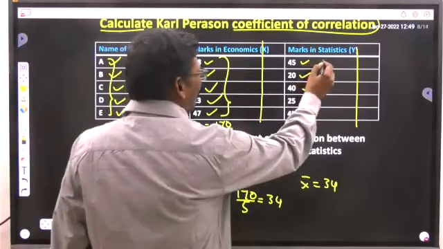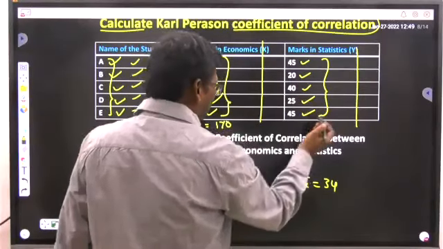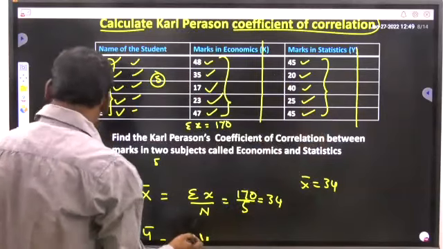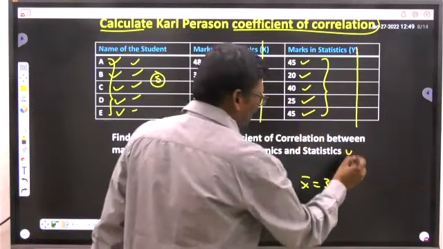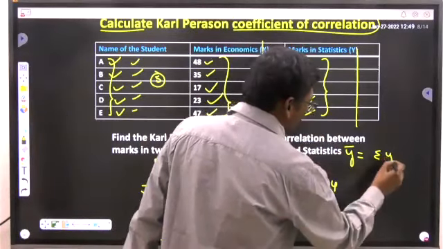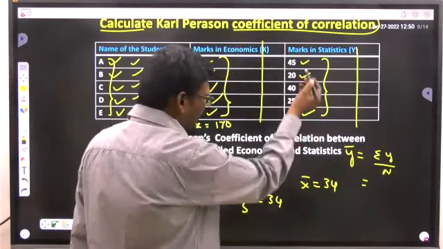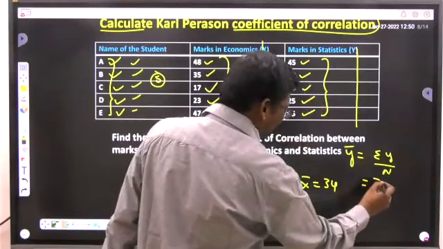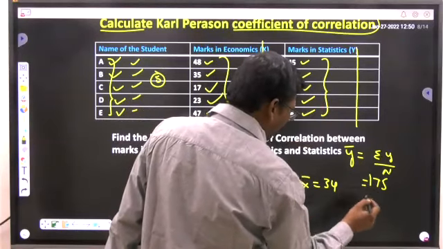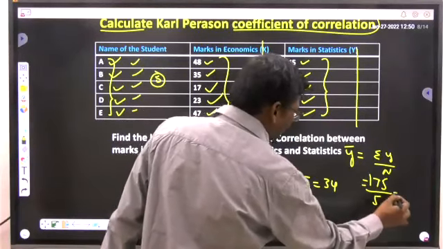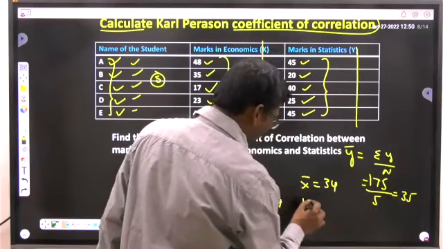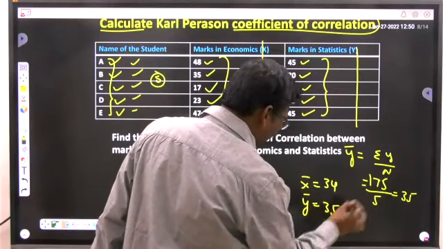Like that, Y bar is nothing but sigma Y divided by N. Sigma Y is the sum of these 5 values, which is 175, divided by 5, which is 35. So Y bar is equal to 35.